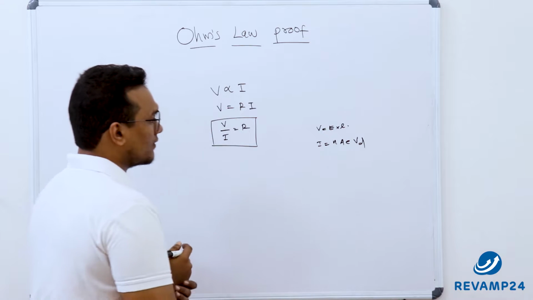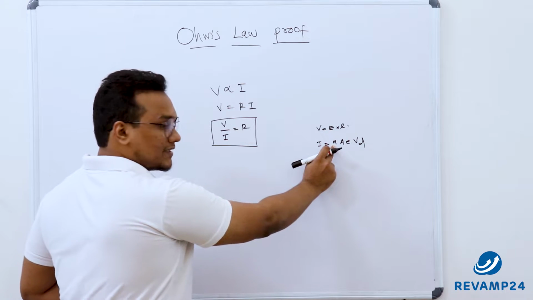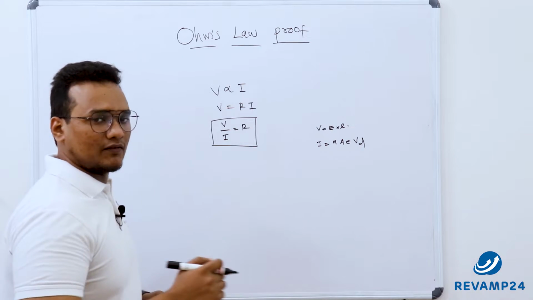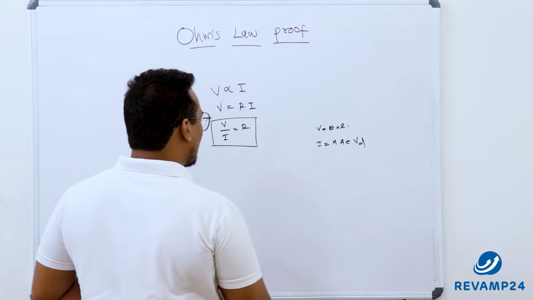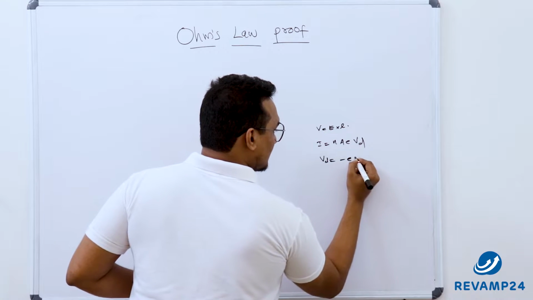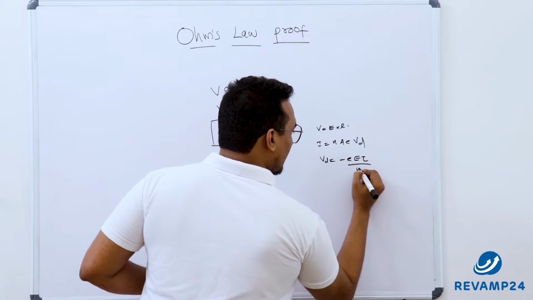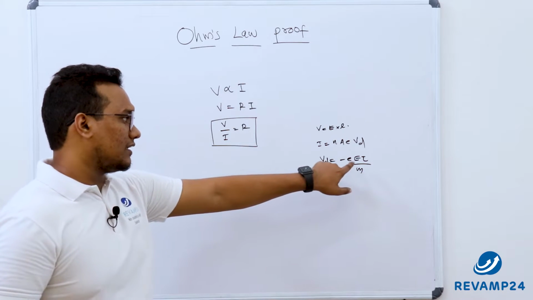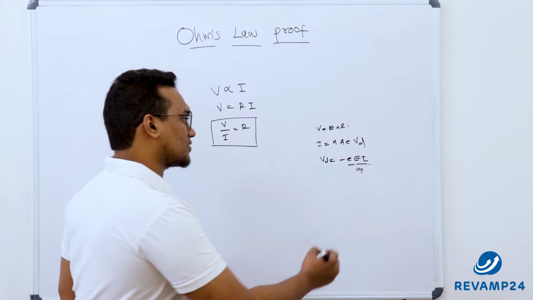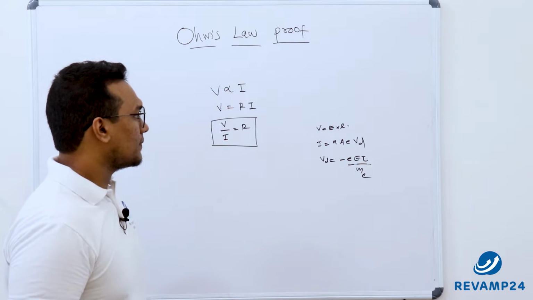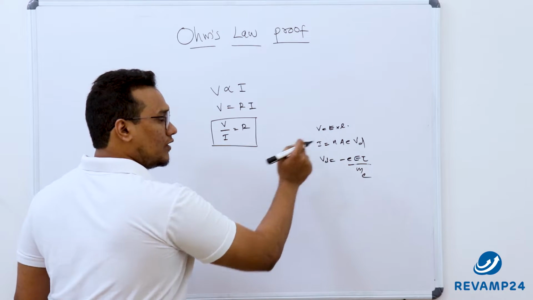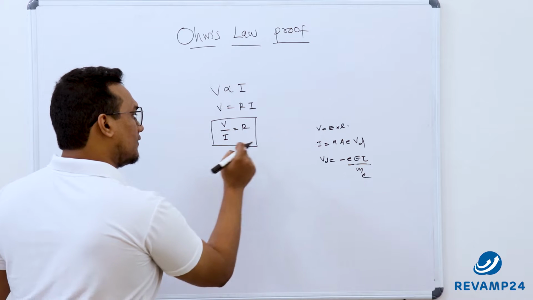NAEVD, where N is number density, A is area, E is charge of an electron, and VD is drift velocity. Now using these two equations, and one more equation we have learned, drift velocity is equal to minus E tau divided by m, where E is charge of an electron, capital E is electric field, tau is relaxation time, and m is mass of an electron. Okay. Now we will substitute the value of drift velocity in this equation. Now we will get a new value for current, and that we will substitute here.